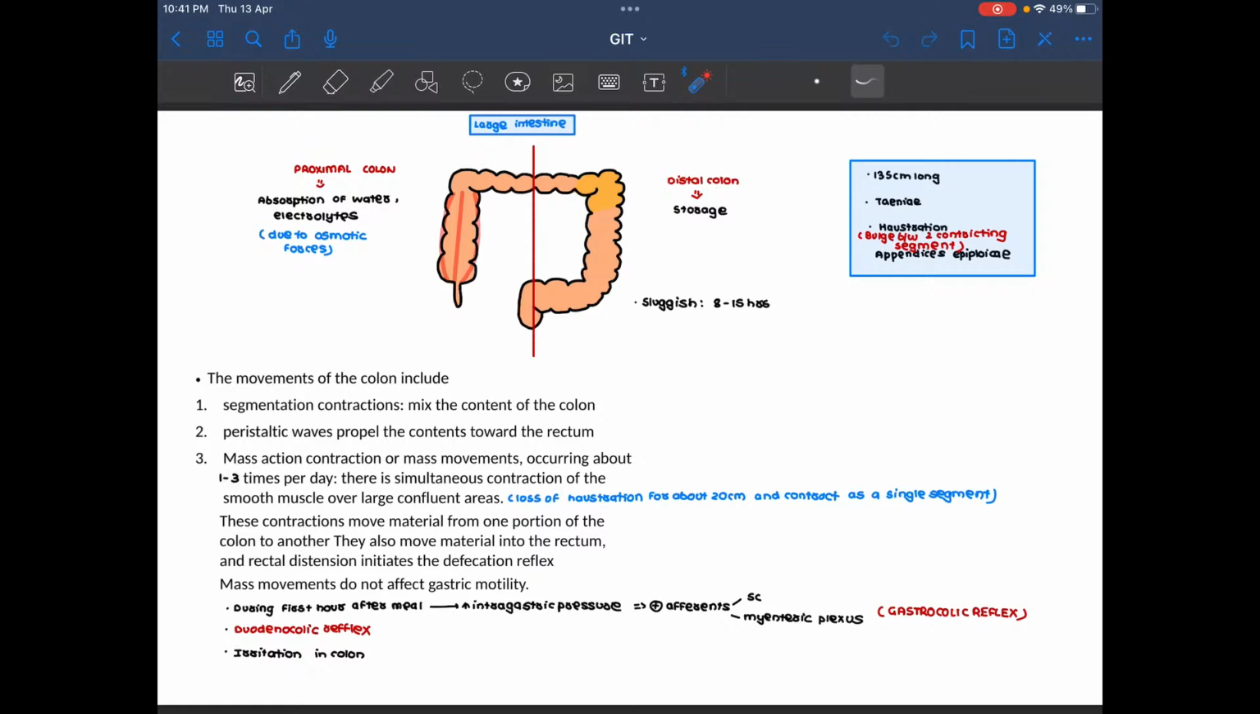Now this doesn't mean that it's going to have some specific transporters, aquaporins or something like that. It's mainly due to osmotic force. Okay, that you reabsorb the salt. As soon as you reabsorb the salt, the water is going to follow. Okay, so it's going to be due to osmotic forces.